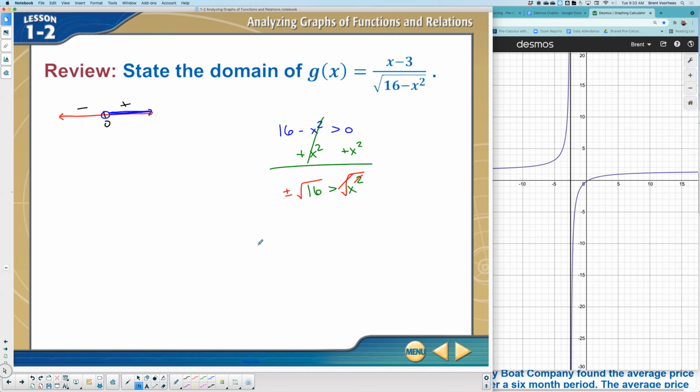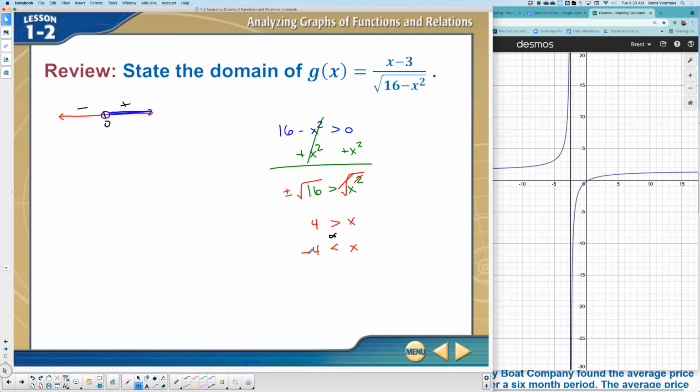So I will have the positive square root of 16 is 4, in this direction. But when I take the negative 4, the inequality by rule must change direction. So now we need to determine, can I put this together as one inequality, or does it need the word or? So here's how we figure this out. Someone pick a number that's less than 4. Three. So 4 is greater than 3. Would we agree with that?